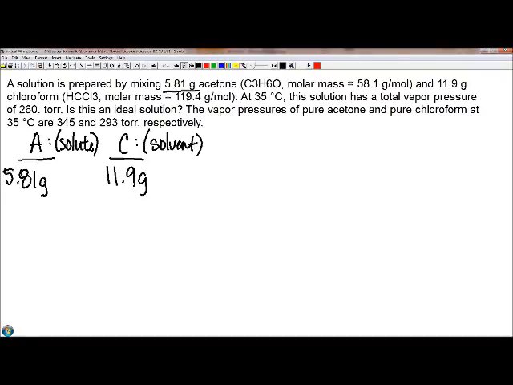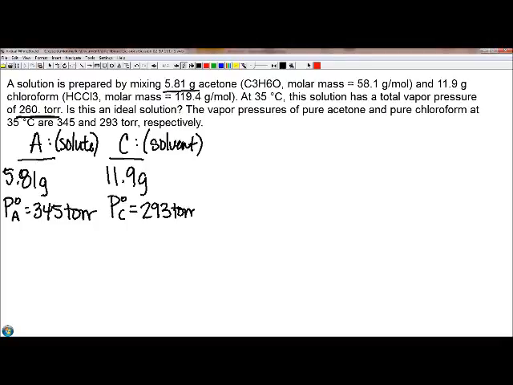Okay? Other information. We know the pure vapor pressures of each. So the pure vapor pressure of the acetone is equal to 345 torr, and the pure vapor pressure of the chloroform is 293 torr. So the whole question about is this an ideal solution, and it gives us the 260 torr. We are actually going to solve for the total pressure, and if it's equal to 260, then it will in fact be an ideal solution.